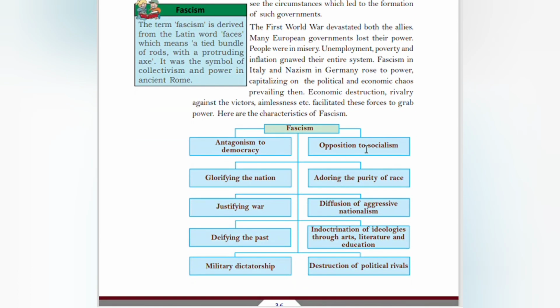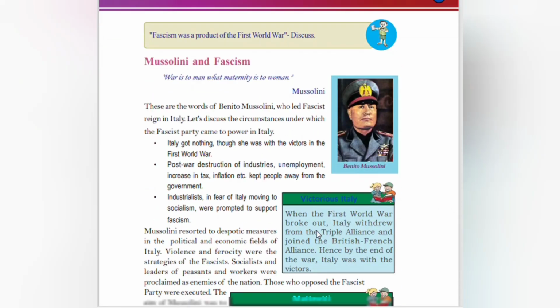Fascism: antagonism to democracy, opposition to socialism, glorifying the nation, adoring the purity of race, justifying war, discussion of aggressive nationalism, defying the past, indoctrination of ideologies through artists, art, literature, and education, military dictatorship, destruction of political rivals.